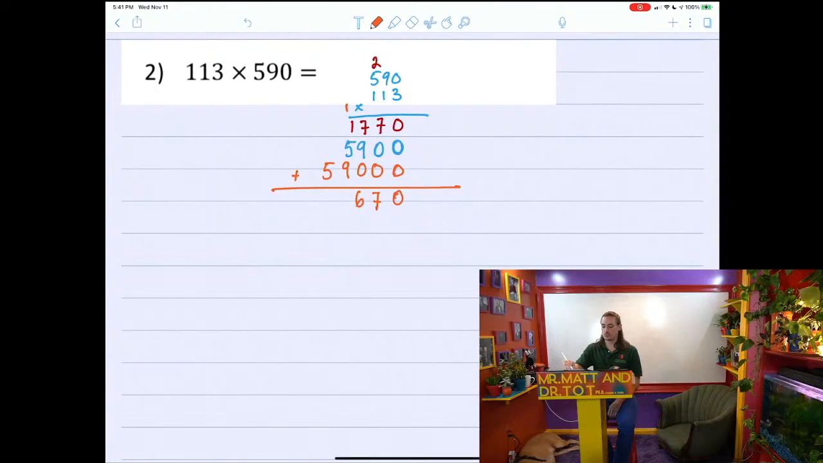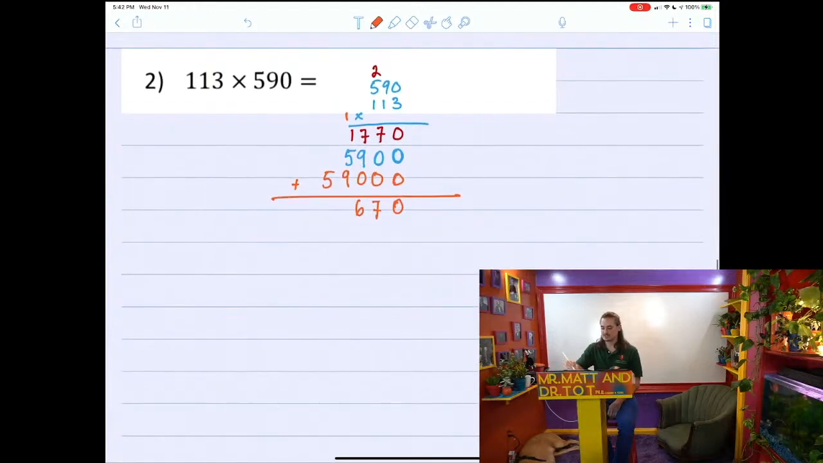1 plus 1 plus 5 plus 9. So 1 plus 1 is 2. 2 plus 5 is 7. 7 plus 9 is 16. So keep the 6, carry the 1. 1 plus 5 is 6. So our answer here is going to be 66,670.